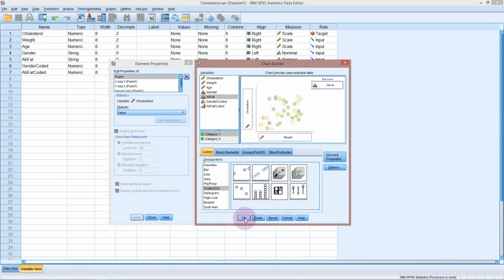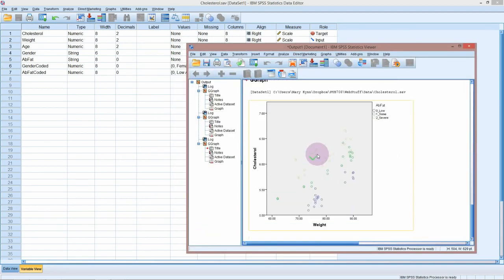So if I click OK, you can see what I get here is a scatter plot as I've seen before, but now we're colouring by a third group. So we can look at, within this relationship between weight and cholesterol, is there a different effect depending on the amount of abdominal fat that you have? And this is how we're building our general linear model. We're asking to see, if we've already accounted for one variable, what is the effect of another?